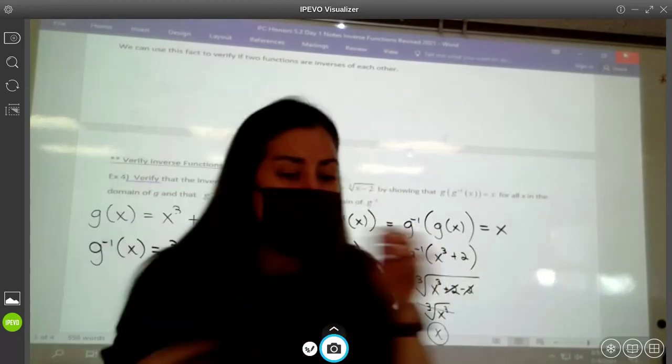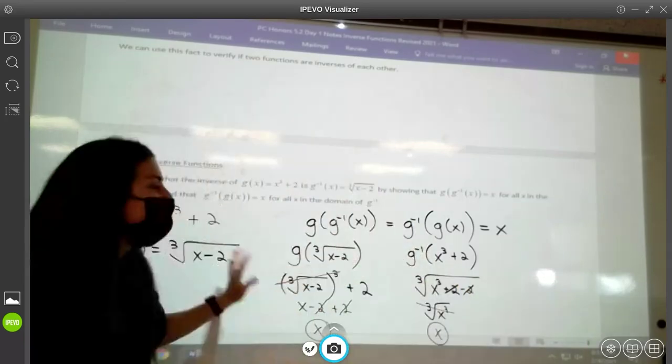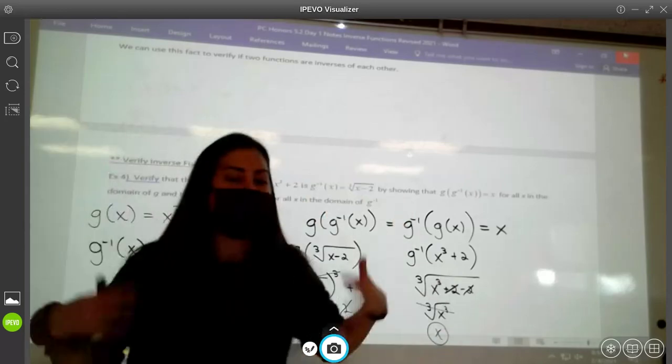So that's how you have to prove it. You can't prove it with numbers because you're just proving it for one case. You have to prove it with x so that you're saying it'll work for all x in the domains.